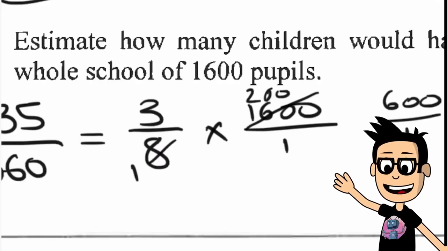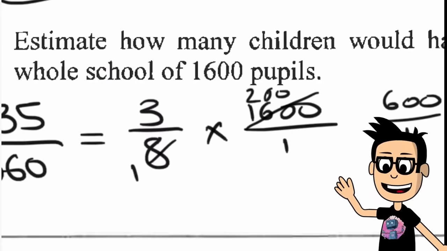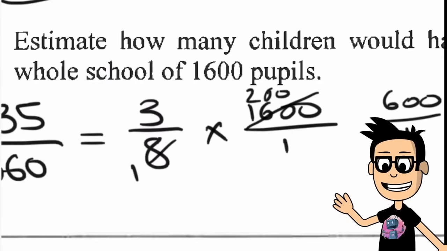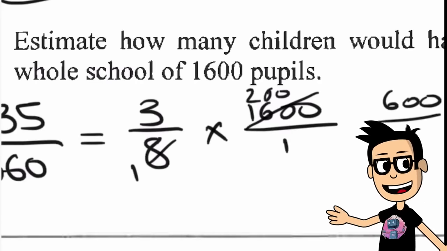Again, I found that 8 goes into both 8 and 1600. We know 8 goes into 8 once and 8 goes into 16 twice, keeping the 2 zeros, and then we multiply out our fractions. Marvelous work. I hope that was clear.